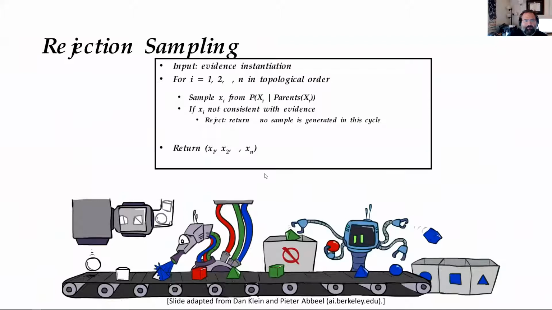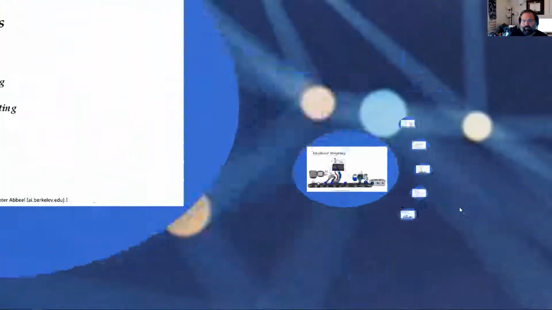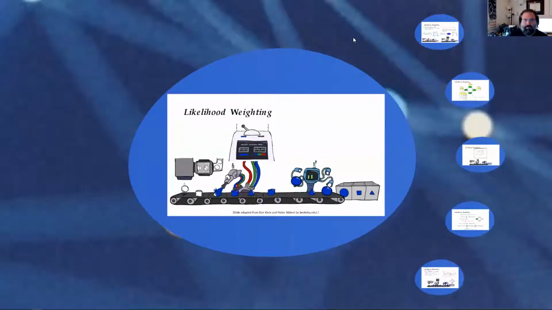And a simplistic algorithm for how to do this: if it's not consistent with the evidence, then reject it, essentially. And with any form of sampling, you have the potential of missing the true answer of things.